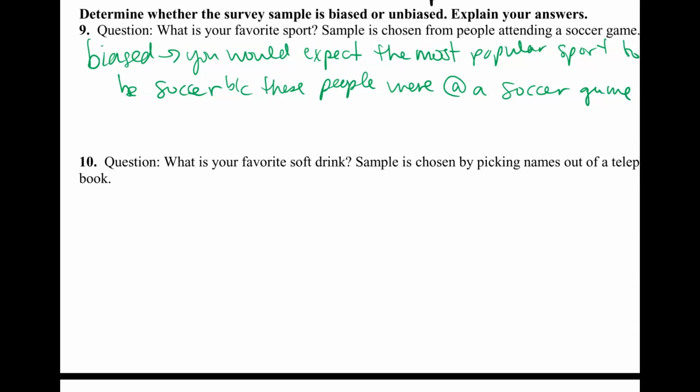Do we have to explain it that well? Yes, I want you to explain. Biased, because they're at a soccer game. Okay, that's fair. Because I can read between the lines so much. Obviously, they're at a soccer game, so obviously they're going to say soccer. That's perfect. Love it. Let's keep going.